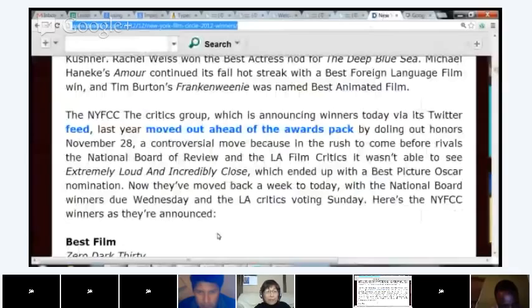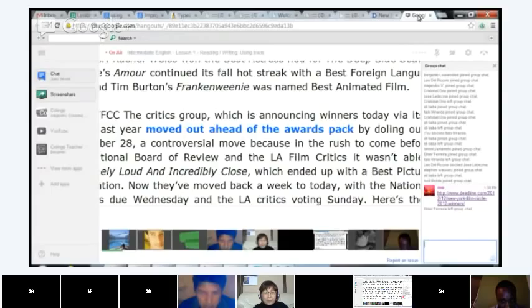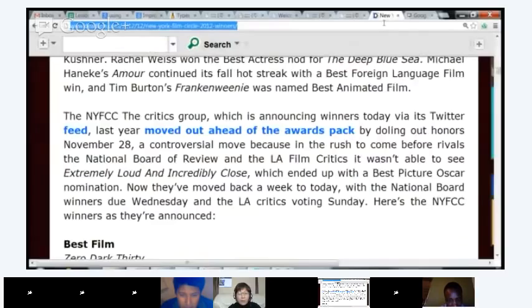The NYFCC, the critics group, which is announcing winners today via its Twitter feed, last year moved out ahead of the awards pack by doling out honors November 28, a controversial move because of the rush to come before rivals, the National Board of Review and the LA Film Critics. It wasn't able to see Extremely Loud and Incredibly Close, which ended up with a Best Picture Oscar nomination. Now they move back a week to today, with the National Board's winners due Wednesday and LA Critics voting Sunday. Here are the NYFCC winners as they're announced. Best film, Zero Dark Thirty.